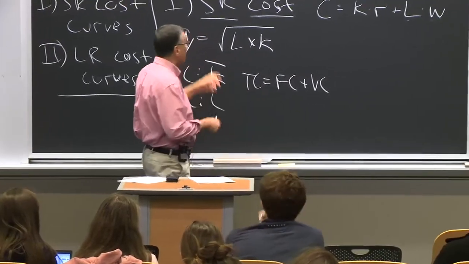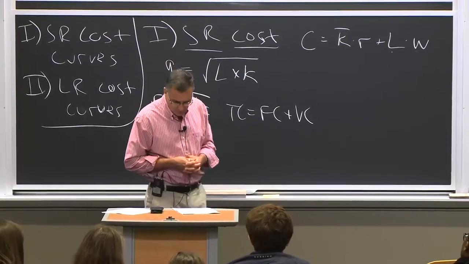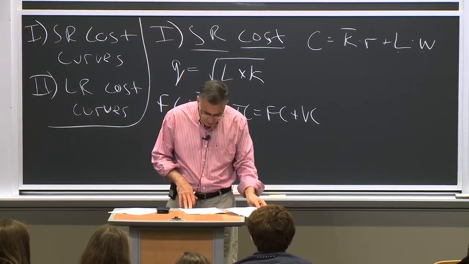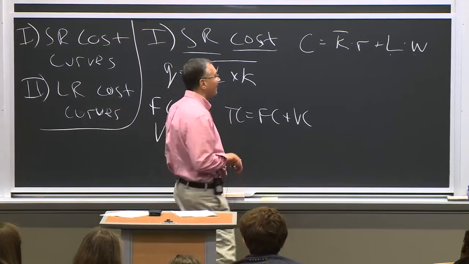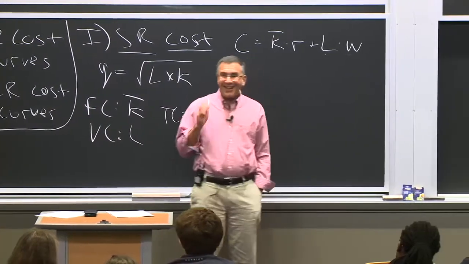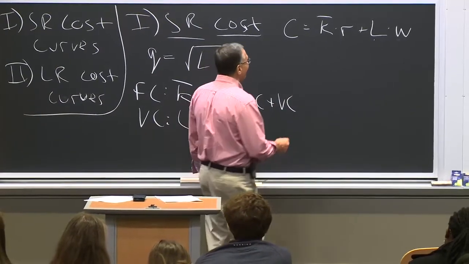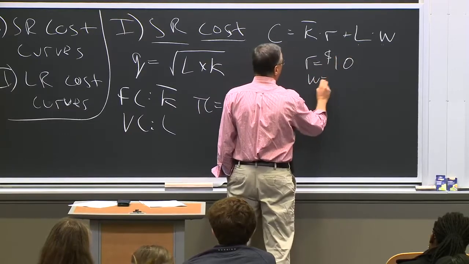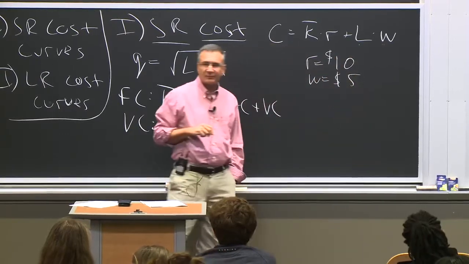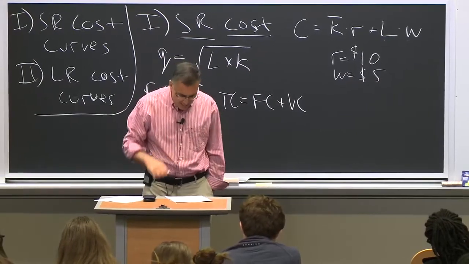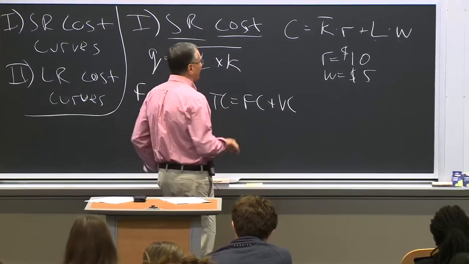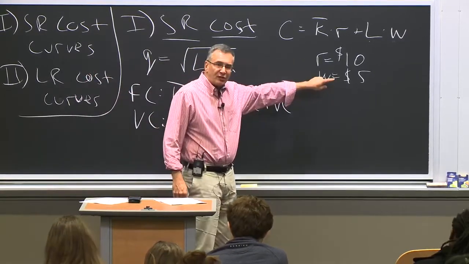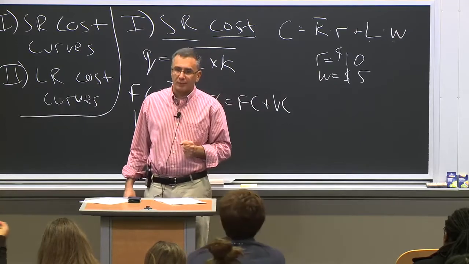Now, armed with our production function, let's also say, to make life easy, that the rental rate, R, is $10, and the wage rate, W, is $5. Okay? Now, armed with a production function, if you simply have the production function and these two prices, you can derive the short-run cost function.